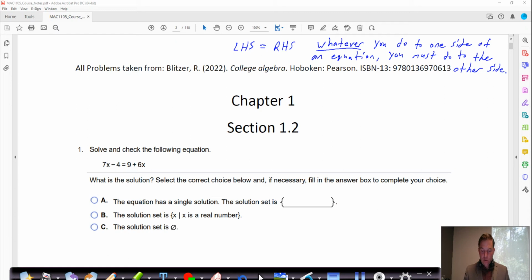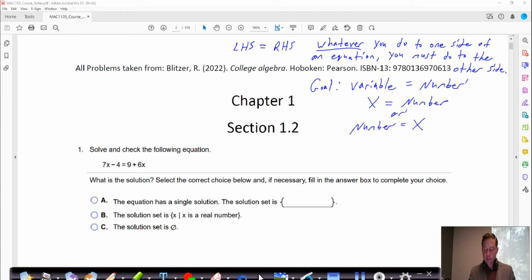Okay, so that's our guiding principle, and our goal is to get the variable on one side, equal sign, and then a number. So for the beginning, our variable tends to be x, so we'll want x equals a number, just one number for now. Or we can have a number equaling x on the right. So as long as x is isolated on one of the two sides and we have just one number on the other side, we've accomplished our goal. So all we need is that principle and that goal, and we can solve most of these problems.